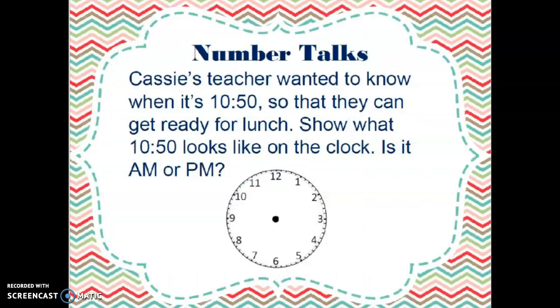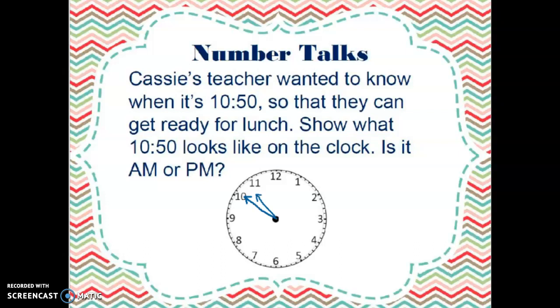Alright, here's our second number talk. Cassie's teacher wanted to know when it's 10:50 so that they can get ready for lunch. Show what 10:50 looks like on the clock. Is it AM or PM? Okay guys, go ahead and draw a clock. And I want you to show me what 10:50 looks like on your clock, and then write whether it's AM or PM. Pause the video and then come back so that we can compare our answers.